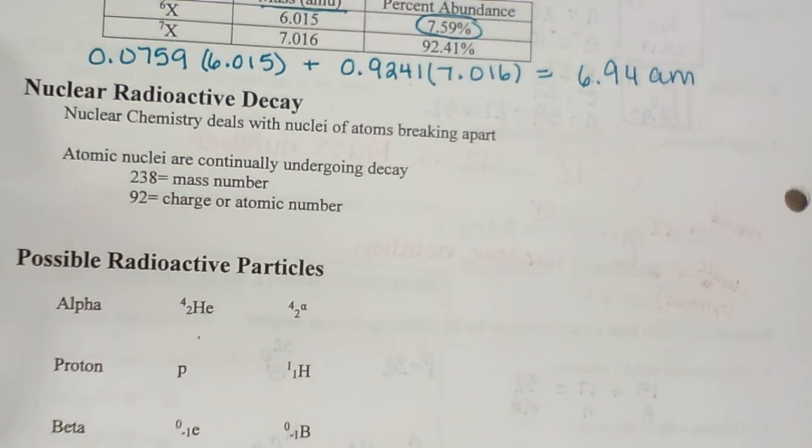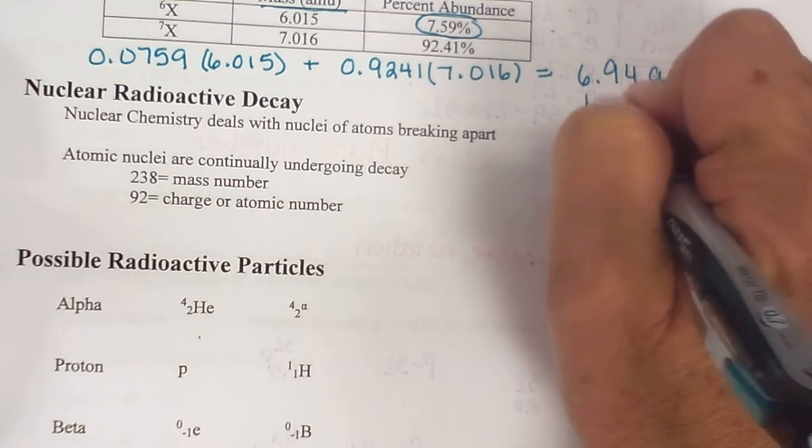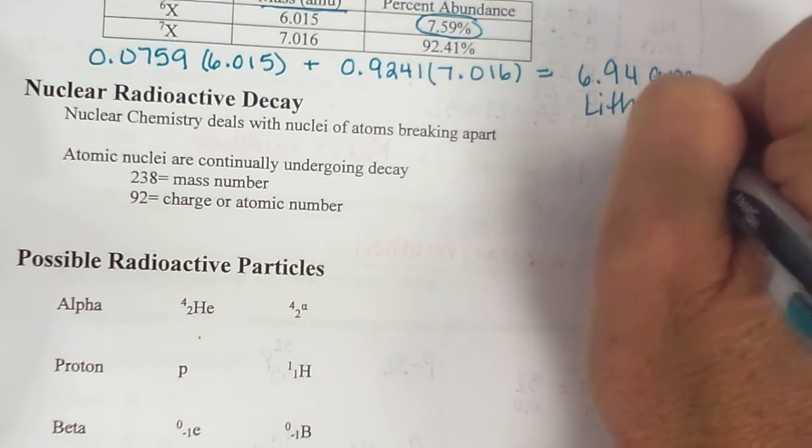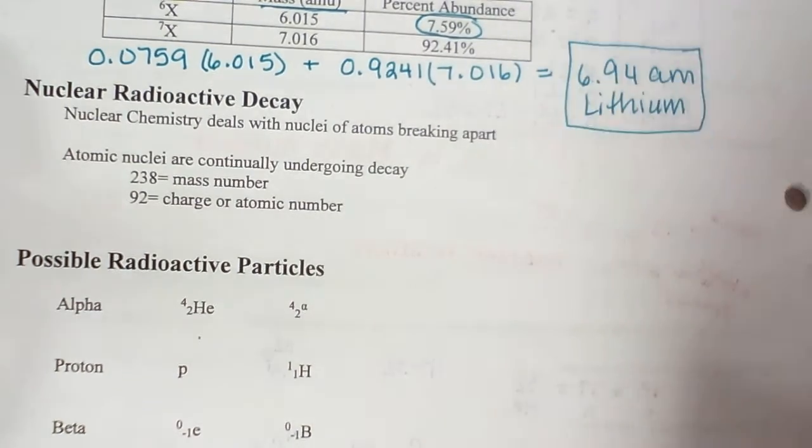So I need to determine what element that is. How am I going to do that? 6.94 is my atomic mass. How can I do that? Yep. So I'm going to go to my periodic table and I'm going to look up the 6.94. And what do I get? Rebecca, what do I get? Lithium it is. Excellent. Thank you, Rebecca. I get lithium.